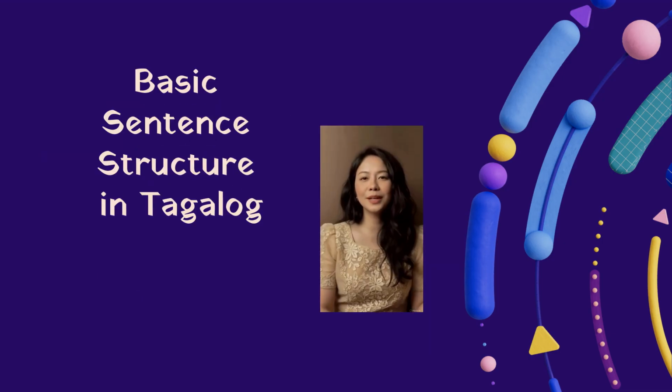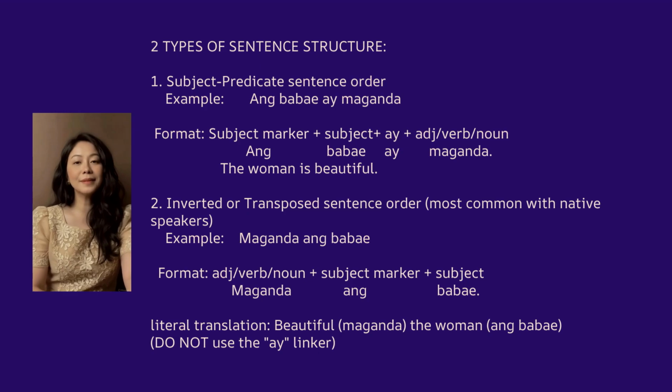Today, we will learn the basic sentence structure in Tagalog. How do we form sentences in Tagalog? There are two ways to form sentences in Tagalog. The first sentence structure is the subject-predicate sentence order. For example, ang babae ay maganda.